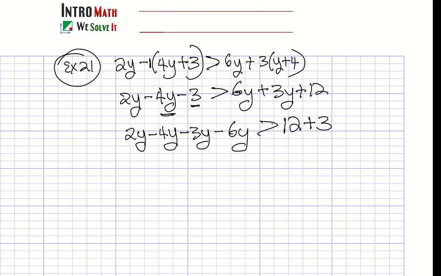Yeah, we did it right. So you combine everything. What do you get? Notice that all that combines to 2y minus 13y greater than 15. So we'll finish off with the left side. We'll get negative 11y greater than 15.